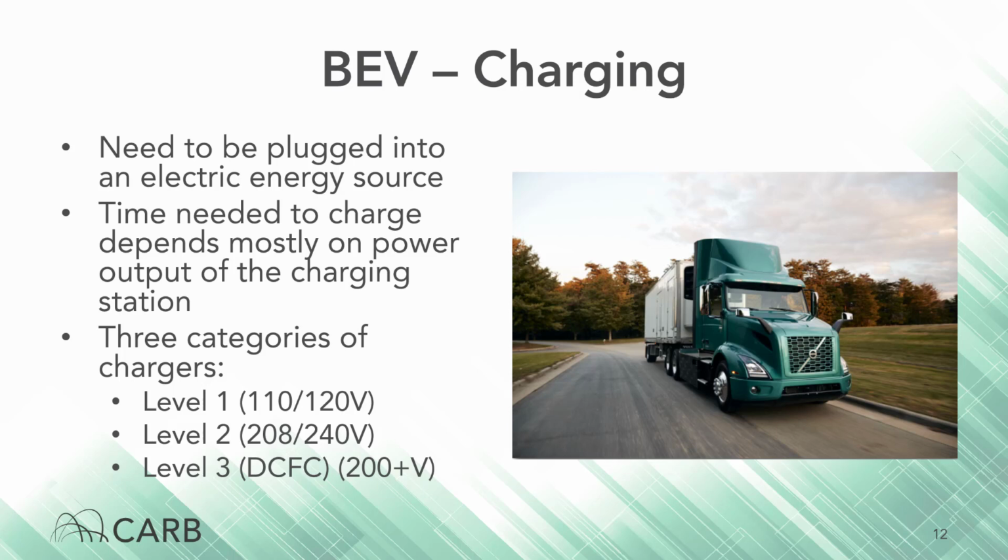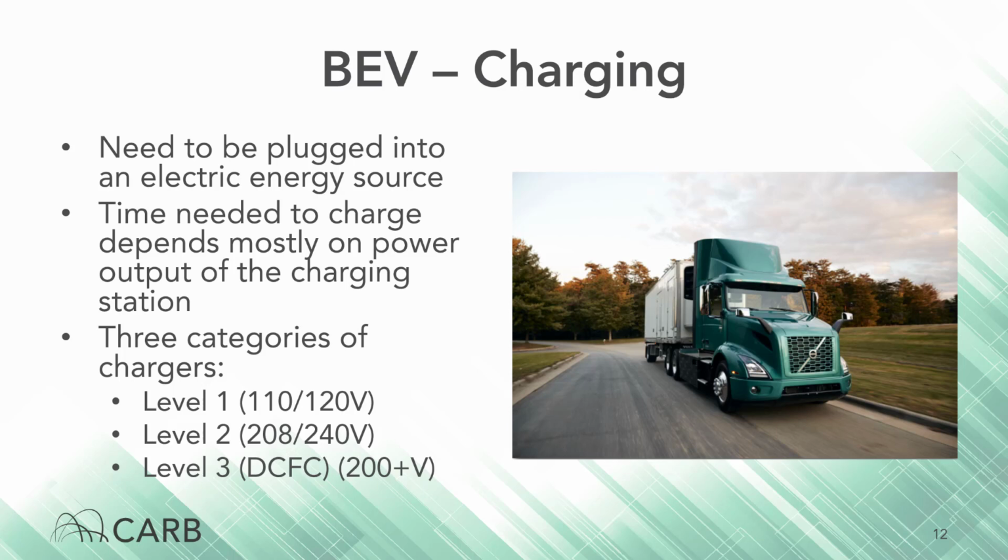Much like conventional vehicles, BEVs need to be regularly refueled, but instead of refueling with the gas pump, BEVs need to be plugged into an electric energy source or charging equipment. The amount of time needed to charge depends mostly on the power output of the outlet or charging station, as well as the vehicle's ability to receive a charge. The higher the station's output or voltage rating, typically the faster the charging. But that depends on a few factors that we'll discuss in a bit.